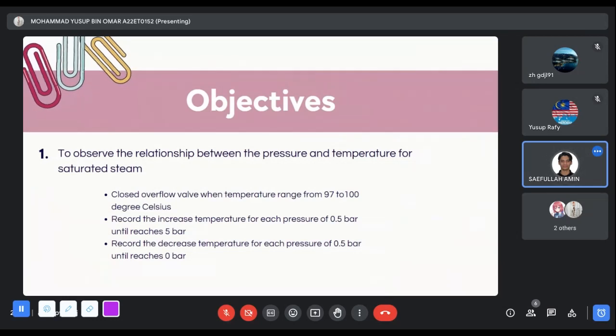So this is the objective for this experiment, which is to observe the relationship between the pressure and temperature for a saturated state. The scope for this experiment is that we will push the overflow valve with a temperature range from 97 to 100 degrees Celsius. Then record the increase in temperature for each pressure of 0.5 bar until we reach 5 bar. And lastly, record the decrease in temperature for each pressure of 0.5 bar until we reach 0 bar.